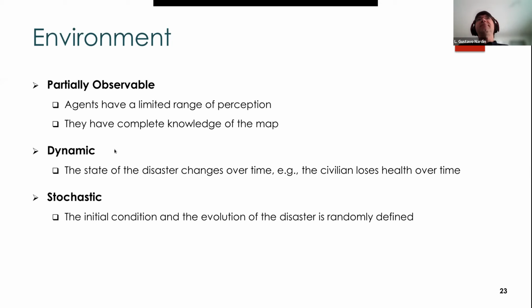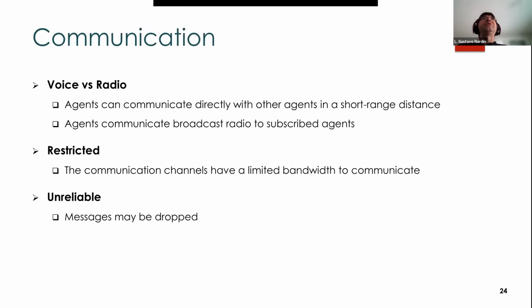The environment is dynamic, so it changes state over time. Civilians lose their health, the fire spreads, and even a collapse can happen multiple times, even though we don't use it very frequently, but it can be set up. And it's stochastic, so it's randomly generated, and you cannot know in advance what the initial and evolution conditions of this environment are going to be.